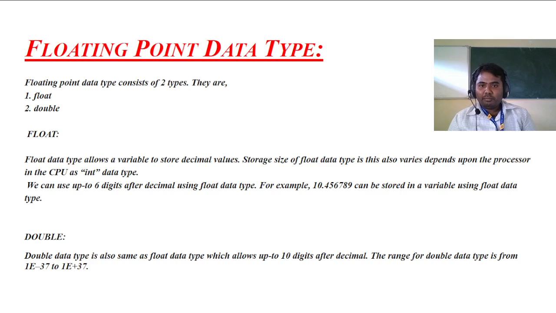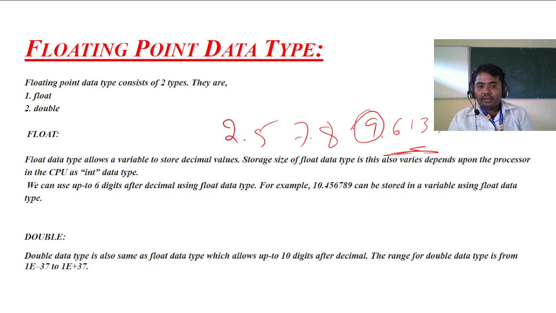Next is the floating point data type. Floating point allows numbers with a decimal part also. For example, 2.5, 7.8, 9.6123, something like this. If it is an integer, it will allow only the numerical part, but it won't allow the decimal part. But in case of floating point data type, it will allow the decimal part also.